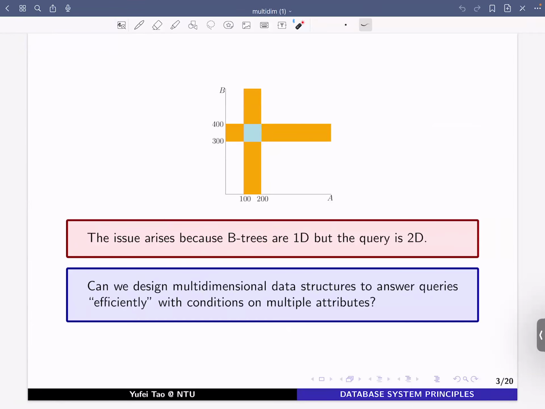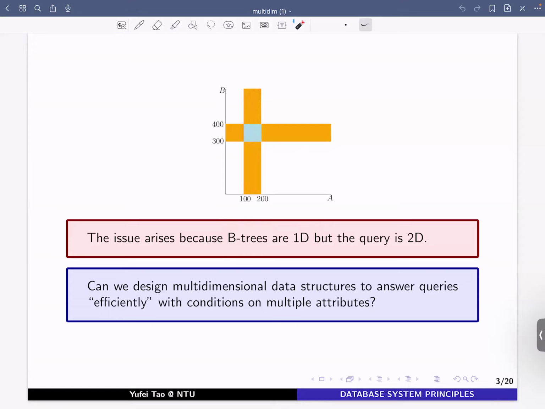Okay, so this is not ideal intuitively, because we retrieve a lot of unnecessary points, right? You can see the points that are in these regions are really unnecessary. Okay. So this is the consequence of basically a mismatch in the dimensionality, right? Because B trees are one dimensional. When you perform search using a B tree, essentially you can only focus on one dimension. So, and then you have to sacrifice, right?